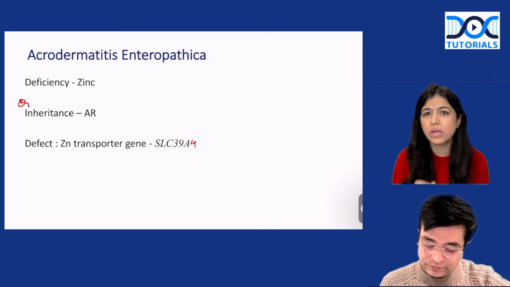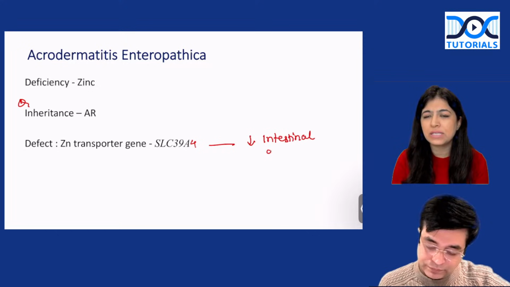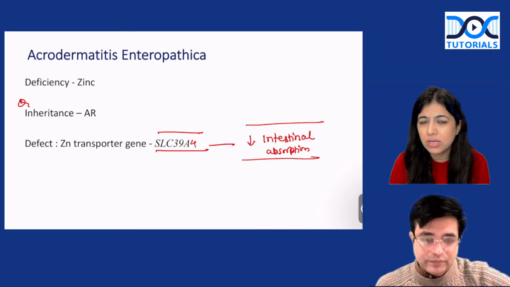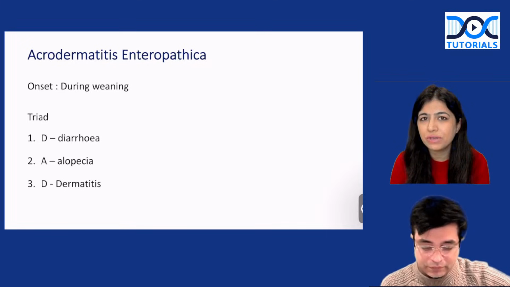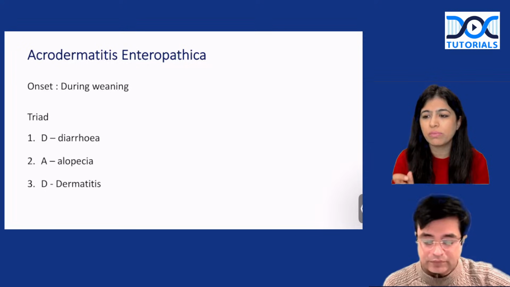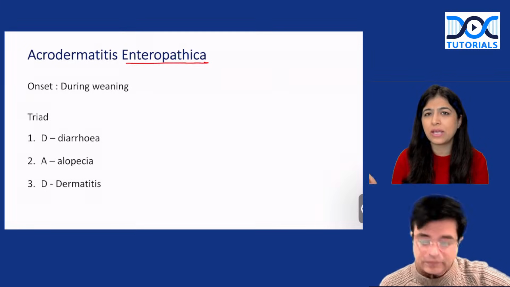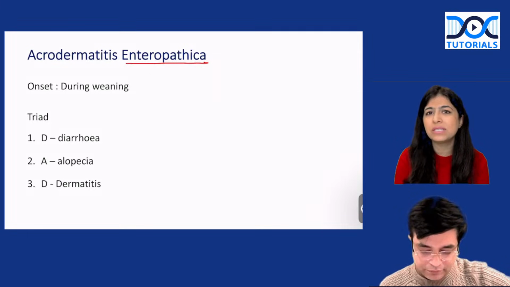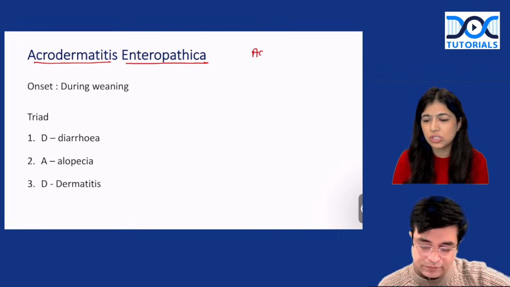So you need to know what is going wrong. What's going wrong is the absorption at the level of the intestines, which is due to a mutation in the zinc transporter gene, that is SLC39A4. And coming to the clinical features, the name of the disease in itself is telling you what the clinical features will be. Enteropathica means there is a problem with the intestines, and the rash that you see on the skin is acrodermatitis. So this is an acral rash, which is generally a periorificial rash.